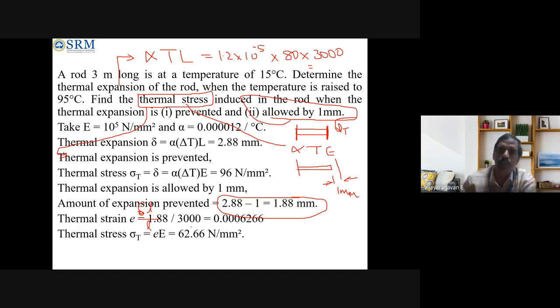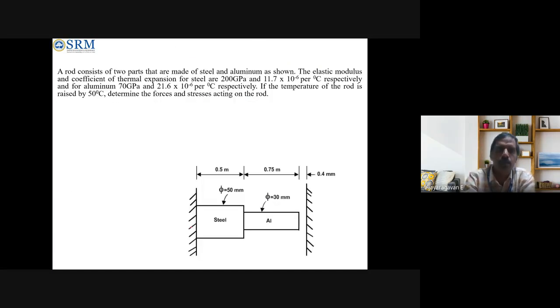So let us move on to the next problem. It is a composite. In a similar problem we have done mechanical loading. Now it is thermal loading. That's the only difference.